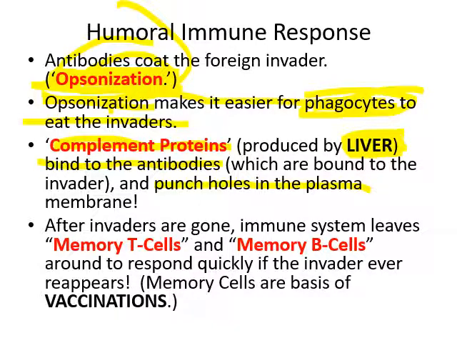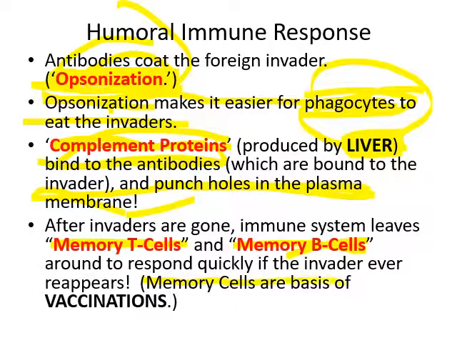One is it makes it easier for phagocytes to eat it. Another way is that proteins called complement proteins will bind to the antibodies and then punch holes in the plasma membrane of the bacteria or the virus. And then finally, after we've killed all the invaders, we leave behind memory T cells and memory B cells that can respond quickly if that same invading bacteria or virus ever shows up again. Leaving those memory B cells and memory T cells behind is the basis behind vaccinations.